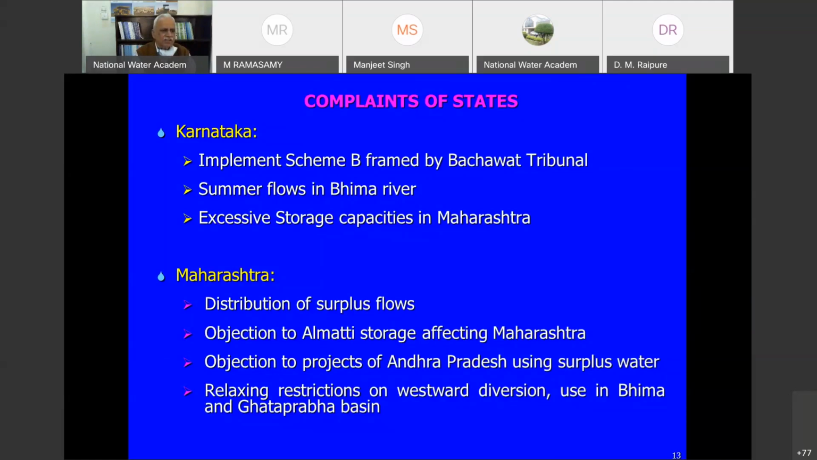The state of Maharashtra stated that the distribution of surplus flows should be done by this tribunal. Maharashtra has objected to Almatti stage storage in Karnataka, objected to the project of Andhra Pradesh using surplus water, and Maharashtra demanded certain westward diversion in the Bhima and Ghataprabha basin.